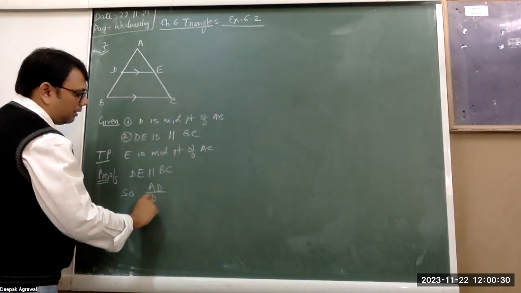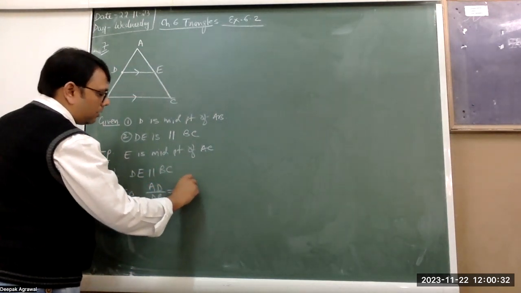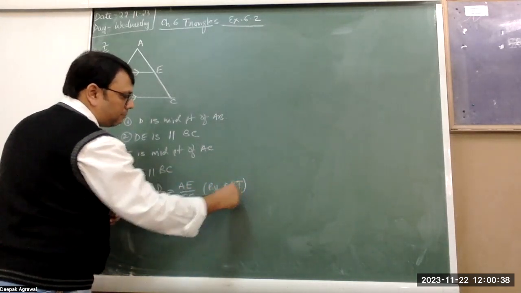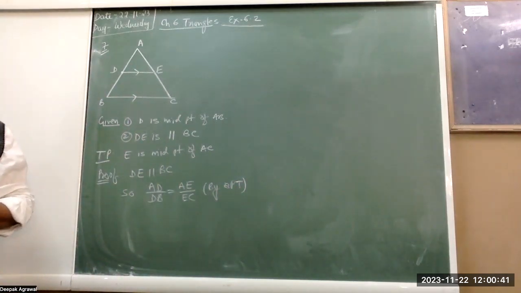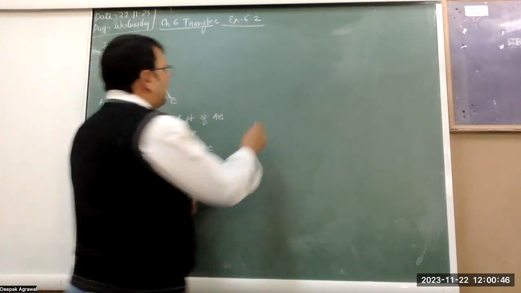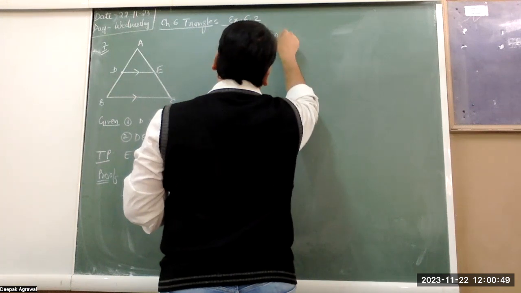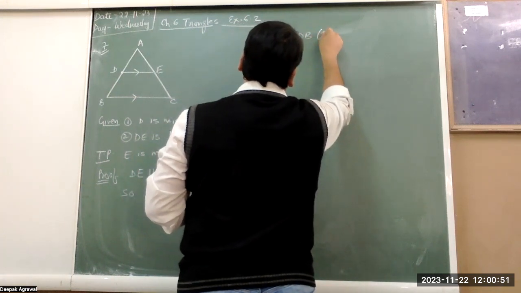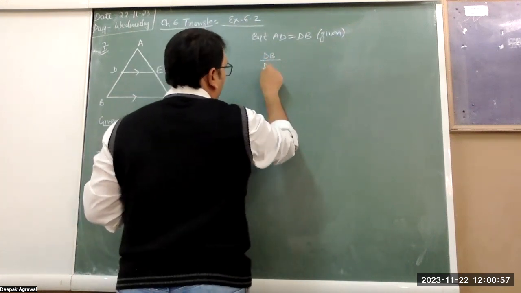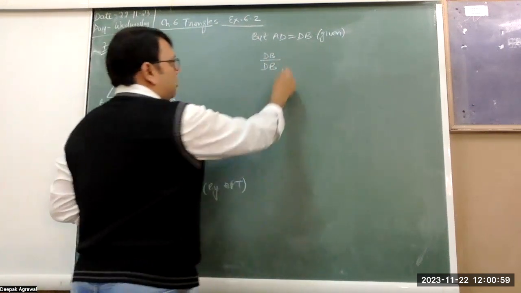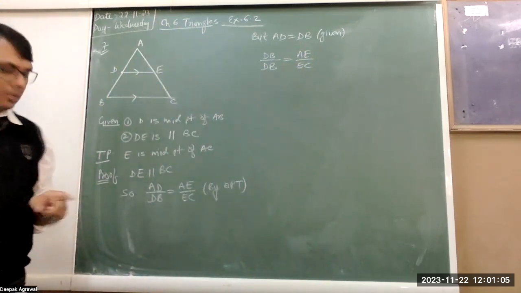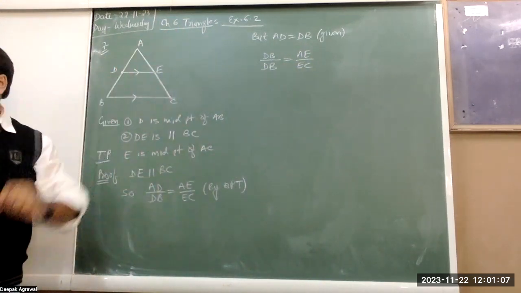AD upon DB is equals to AE upon EC by BPT. Quite easy. Am I right? AD upon DB is equals to AE upon EC. But AD is equals to DB, given है. So AD को हटाकर I can write as DB upon DB is equals to AE upon EC. AD को I have removed and in place of AD I have written DB.